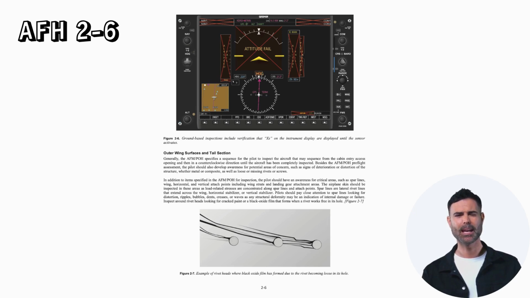Besides the AFM/POH pre-flight assessment, the pilot should also develop awareness for potential areas of concern, such as signs of deterioration or distortion of the structure, whether metal or composite, as well as loose or missing rivets or screws. In addition to items specified in the AFM/POH for inspection, the pilot should have an awareness for critical areas, such as spar lines, wing, horizontal, and vertical attach points, including wing struts and landing gear attachment areas.